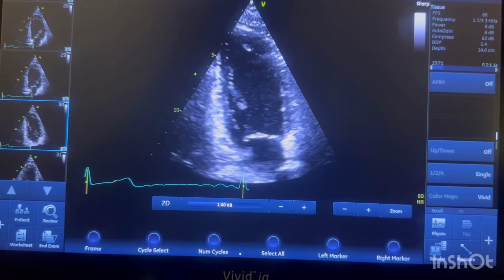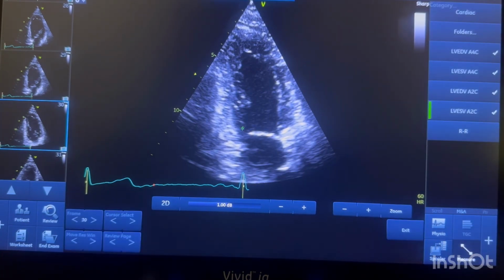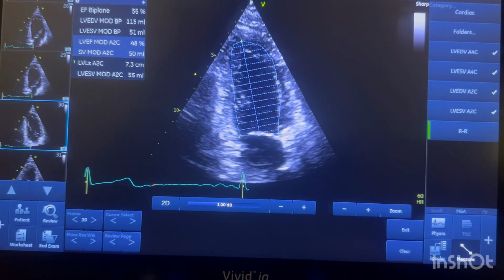Now you move forward to go into the systole. Just before the opening of the mitral valve, there you go. Again, you will not go this way. These are all trabeculations. So you need to go this way, not this way. You will go straight this way, and you are going in this direction. There you go. Everything is done. So your LVEF biplane is 56%. This is how you are going to do it.